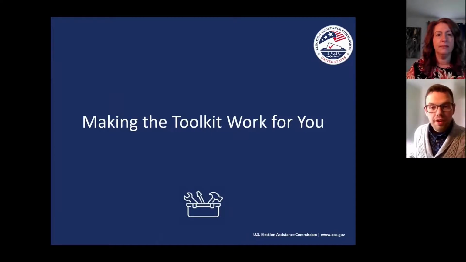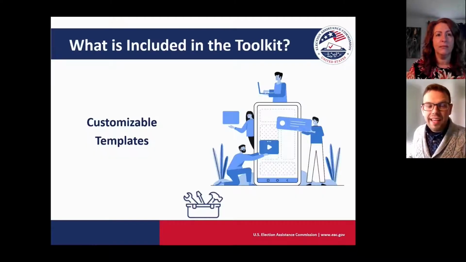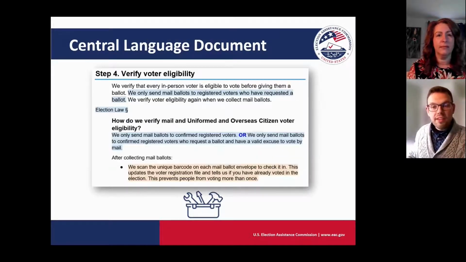You make the toolkit work for you. Each piece of this toolkit is fully customizable to fit your jurisdiction. These documents can be printed to provide information in person to election observers or online on your website or social media feeds. The Central Language document contains all of the text used throughout the toolkit, covering all of the steps of the election process, from voter registration to storing voted ballots after Election Day.